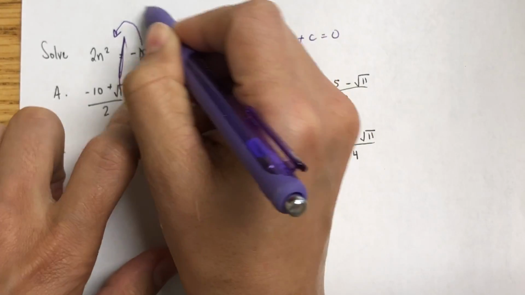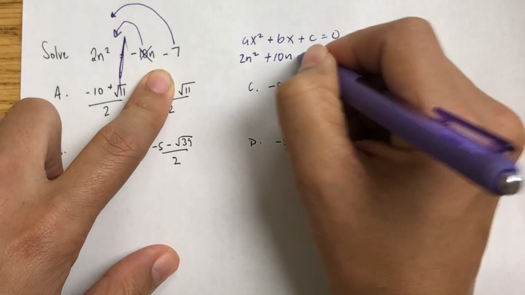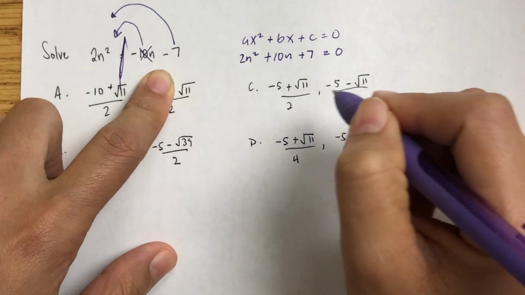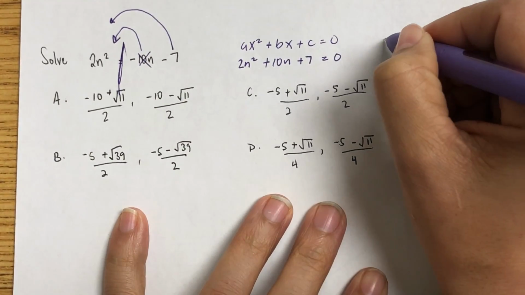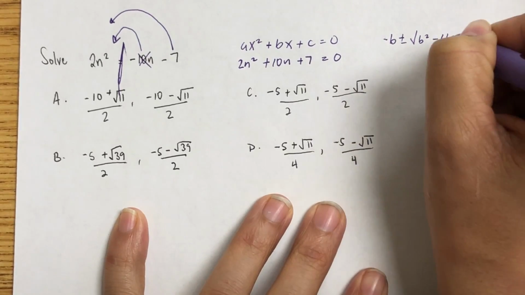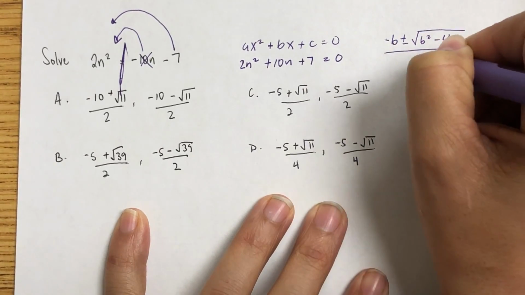And I also need to take this to the other side. What does that become? Plus 7. Is there anything left on the right? No. There should be nothing left on the right. Once I have that, write down the quadratic formula. So that's minus b plus or minus the square root of b squared minus 4ac, all over 2a.